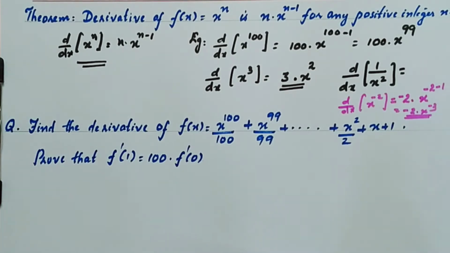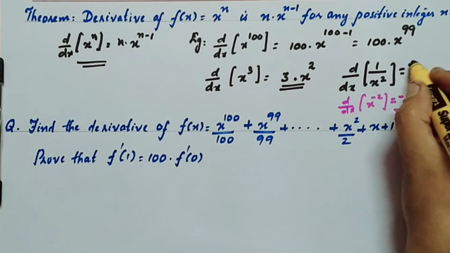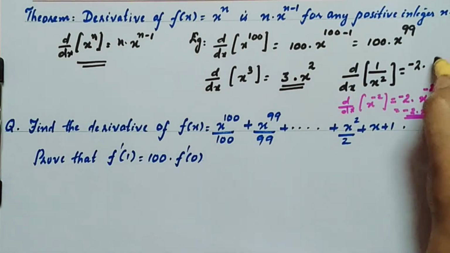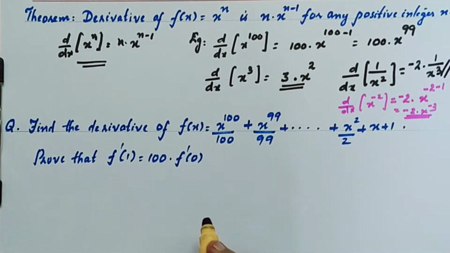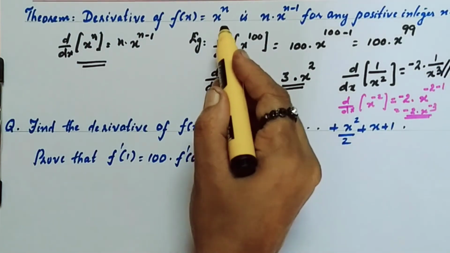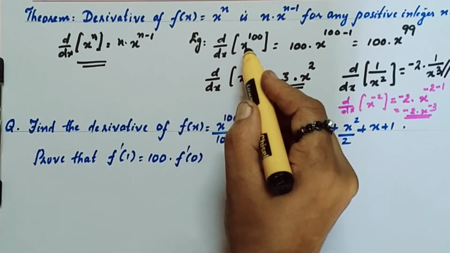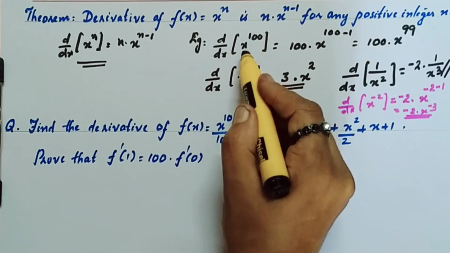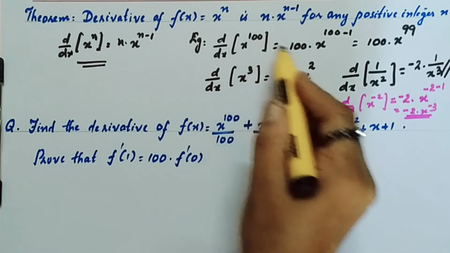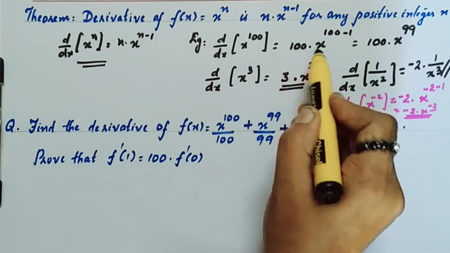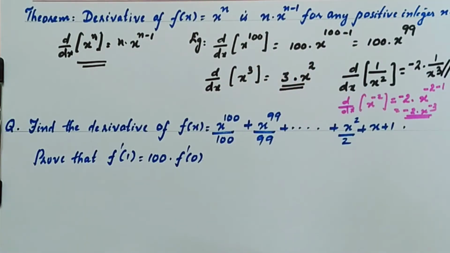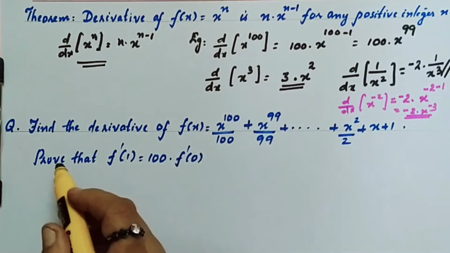This minus 2 x raised to minus 3 can be written as 1 by x cube. So this formula is used for any power n, even if it is positive or negative. So the derivative of any variable raised to a power, the answer will be the power times x raised to power minus 1. Now, based on this result, we are going to prove this.